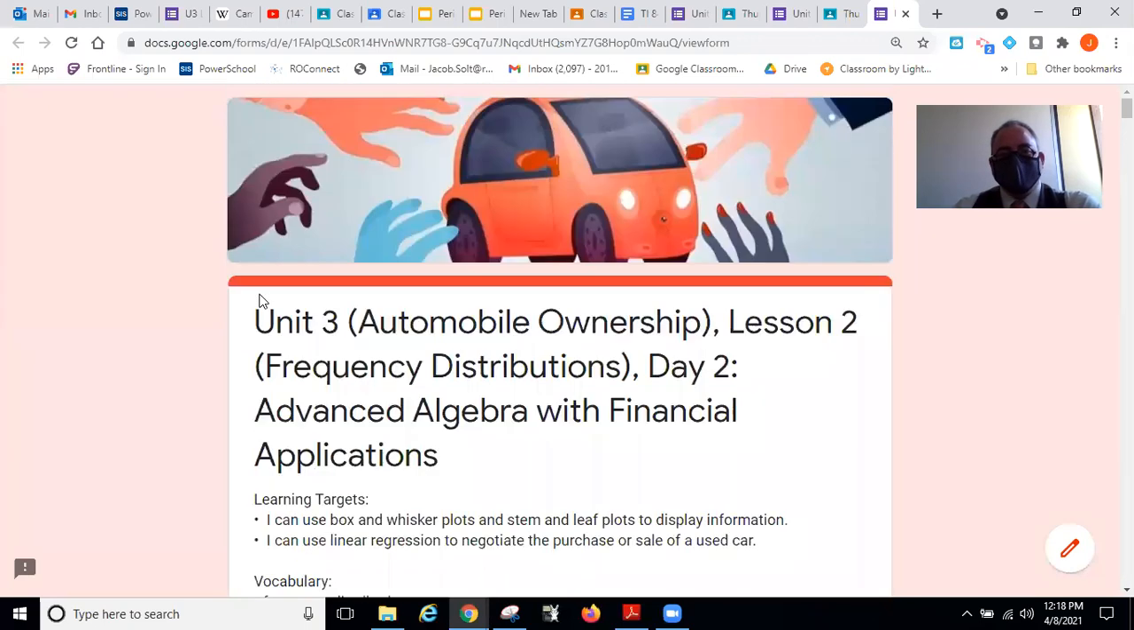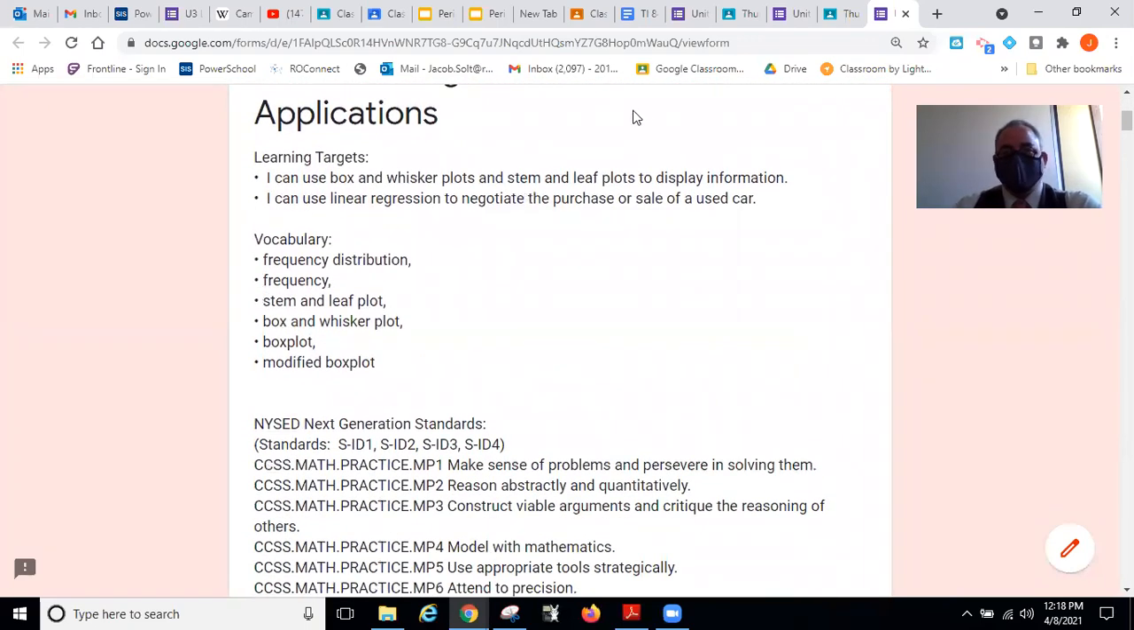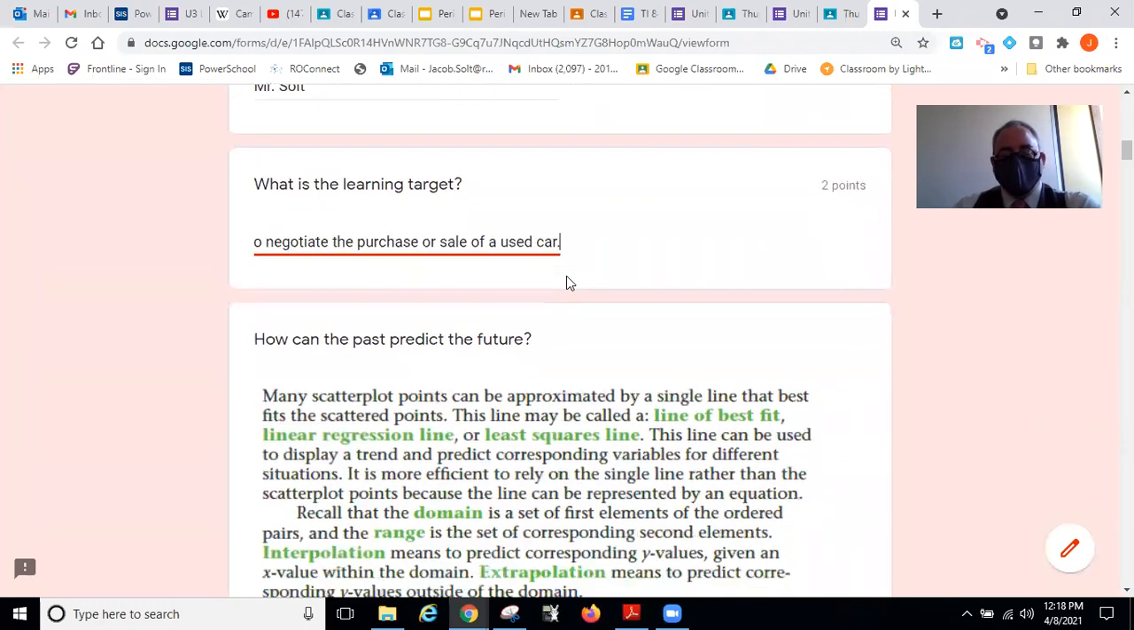We already talked about the learning targets. Today we're using "I can use linear regression to negotiate the price or sale of a used car." We put our name in, we wrote down learning targets.